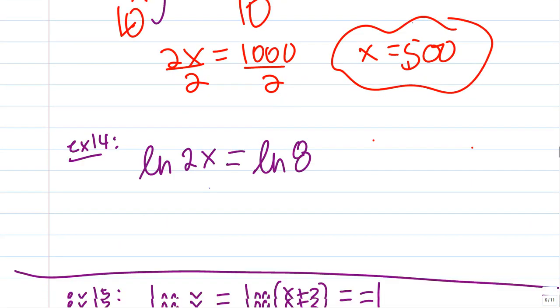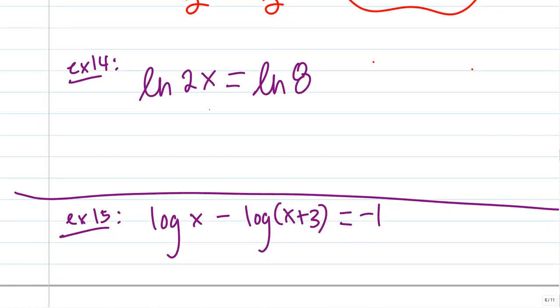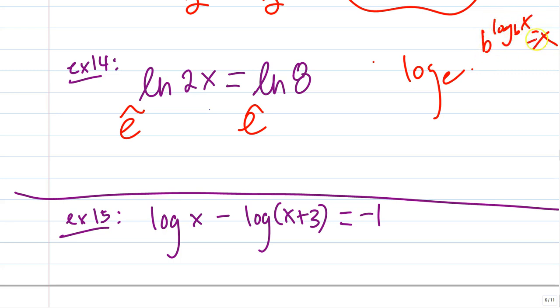Onward. What do I do when I have logs on both sides? Well, both of these are basically what? Log base e. So when I raise them as an exponent, I'm going to just raise them as an exponent of base e. Because what did we say? B to the log base b of x cancels and leaves us with just x. So basically e to the log base e, or to the natural log of x, equals x. These cancel each other out. They are inverses, leaving us with 2x equals 8.